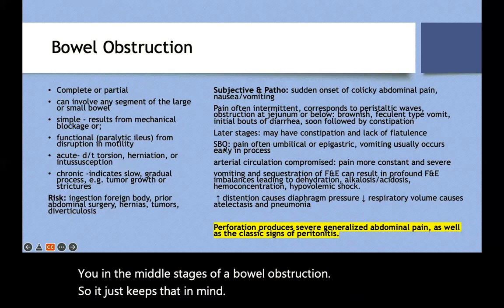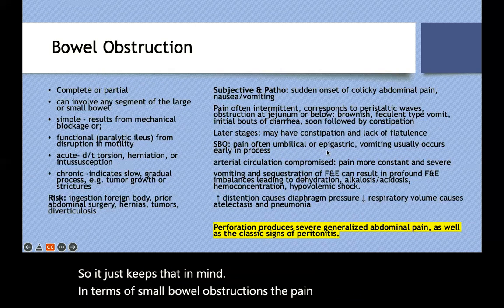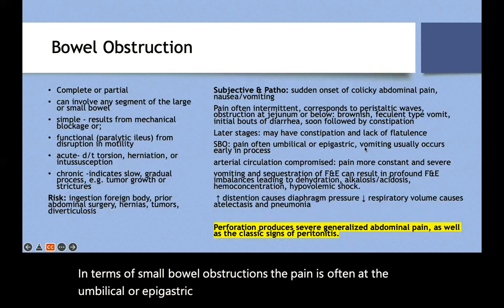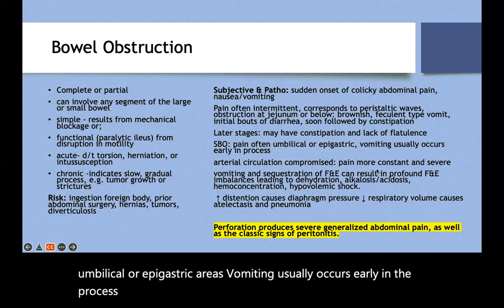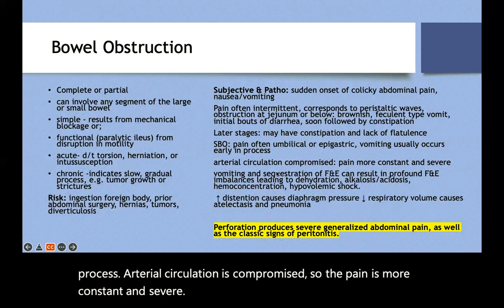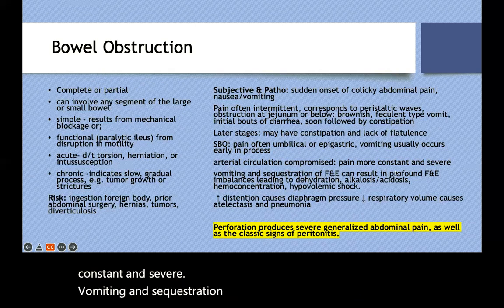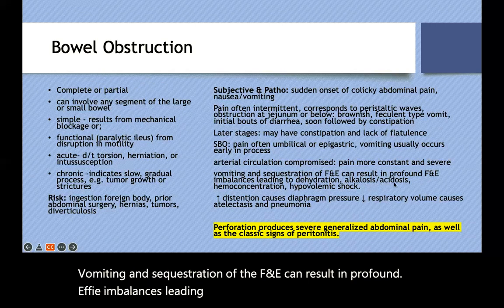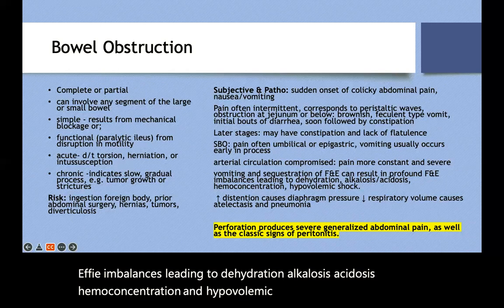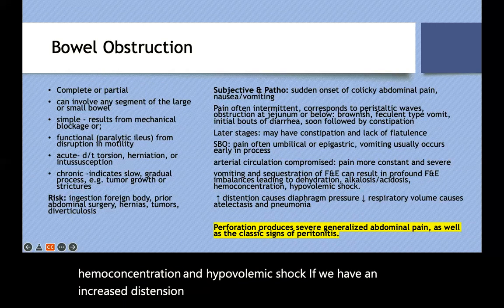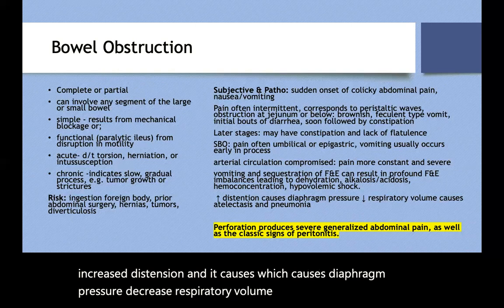In terms of small bowel obstructions, the pain is often at the umbilical or epigastric areas. Vomiting usually occurs early in the process. Arterial circulation is compromised, so the pain is more constant and severe. Vomiting and sequestration of the fluids and electrolytes can result in profound fluid and electrolyte imbalances, leading to dehydration, alkalosis, acidosis, hemoconcentration, and hypovolemic shock. Increased distension causes diaphragm pressure, decreased respiratory volume, which causes atelectasis and pneumonia.